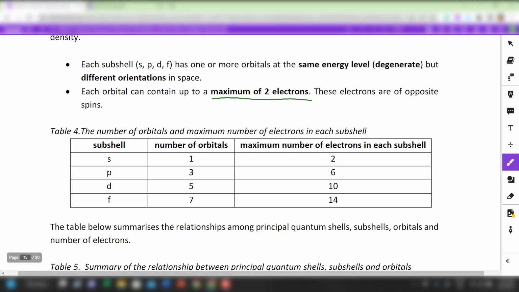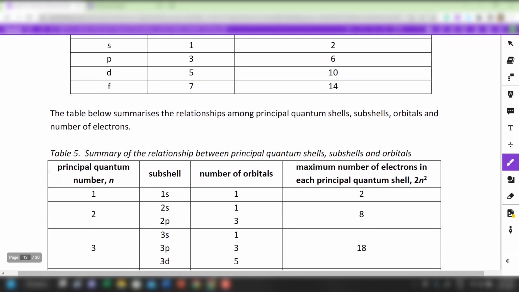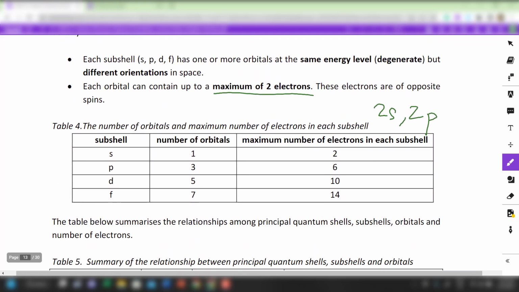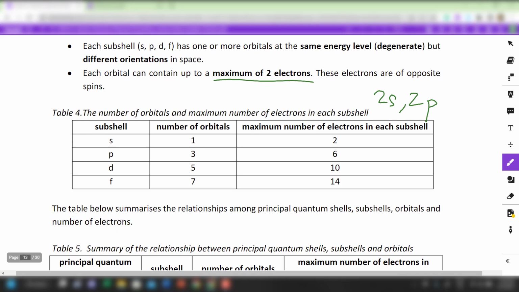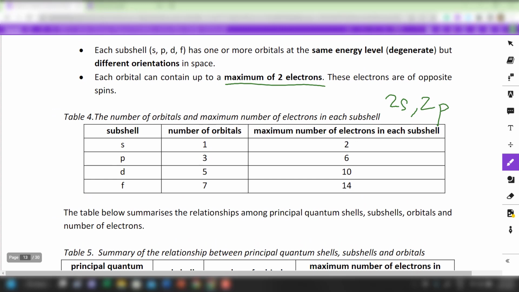That is why for principal quantum number 2, where you only have 2s and 2p, the total number of electrons that principal quantum number 2 can take will be 2 plus 6, which gives you 8. That explains why. You might also be interested to know why for P there are 3 different types of orbitals. Because they orientate differently along the axes, along the x, y, and z axis. Later on we will elaborate more. For table 4 again, there isn't a need for you to remember them in detail.